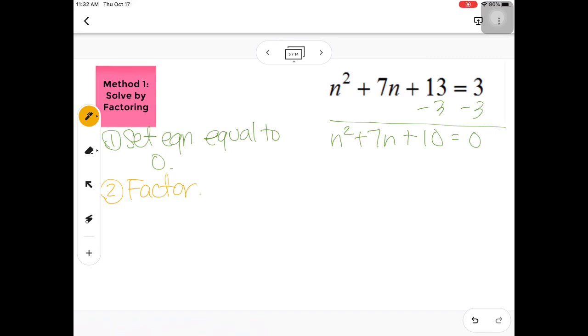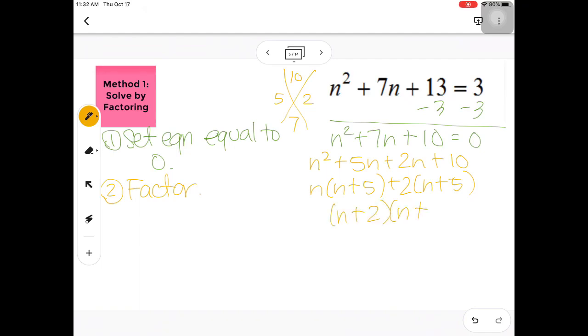So since this is a trinomial, I'm going to put 1 times 10 on the top, a 7 on bottom. The numbers that multiply to 10 that add to 7 are 5 and 2. And so then I'm going to factor. So make sure that this makes sense. I would factor it on your own in your notes and then just check it with mine, and make sure you have the same answer.